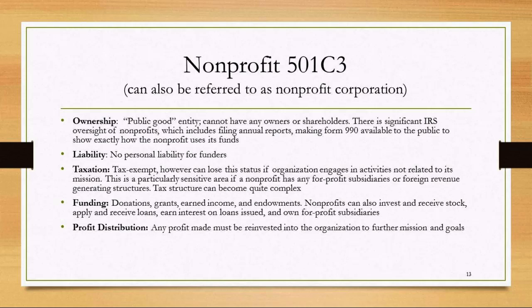The nature of a 501c3 is that it belongs to society and it benefits a greater purpose. There is significant IRS oversight of nonprofits, which have to file annual reports. They have to make what's called the 990 form available to the public to show exactly how the organization uses its funds. There's a lot of scrutiny and transparency requirements for nonprofits, which for the most part is very good.